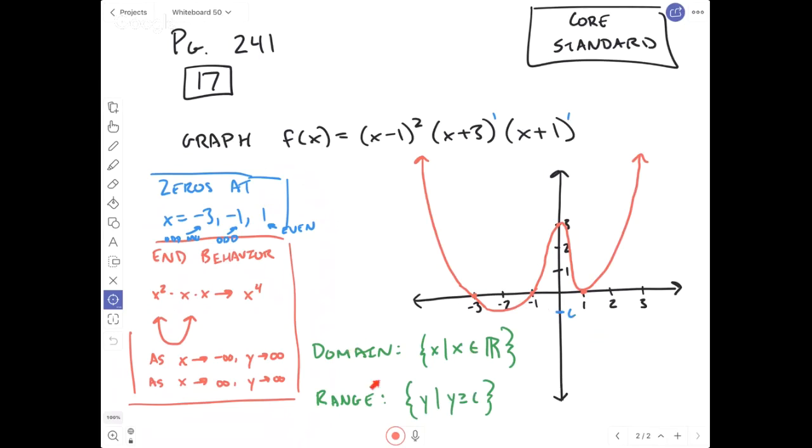Domain was all reals. Range is obviously limited over some value greater than C. I don't know what C is, but we could just mark it that there's some number C here, abouts.